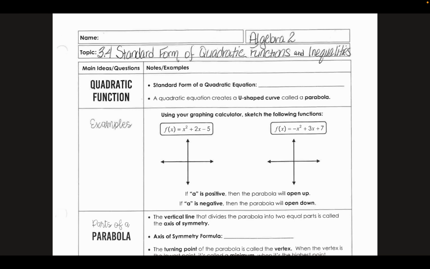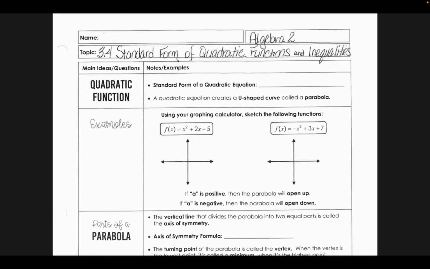Welcome everybody to Algebra 2, Section 3.4, Standard Form of Quadratic Functions and Inequalities. So we've talked so far about absolute value functions and some linear functions. Linear functions we're reviewing from previous units. And now we're going to talk about quadratic functions.